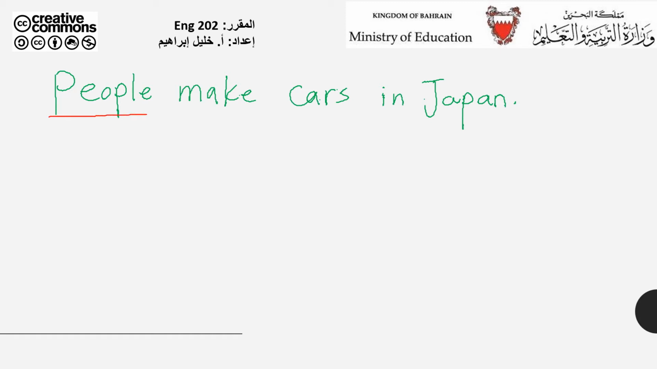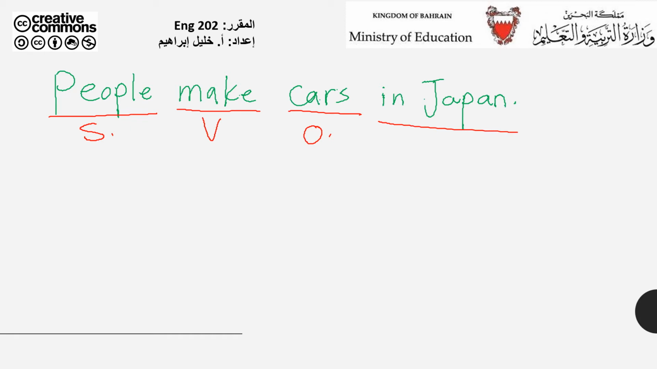People make cars in Japan. First of all, is this sentence active or passive? You can easily say that it is active because we have here the subject and we have here the verb. Cars is the object. In Japan is an adverb of place.